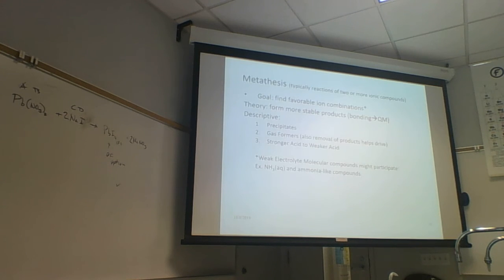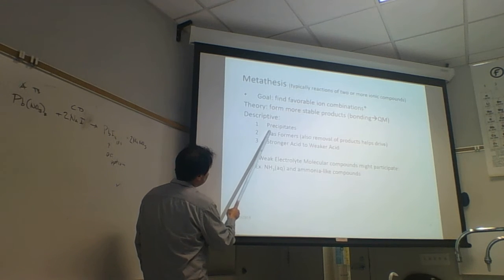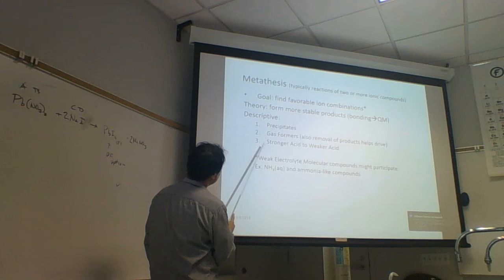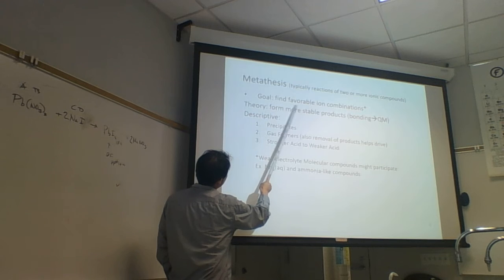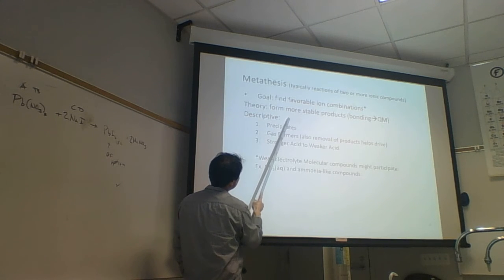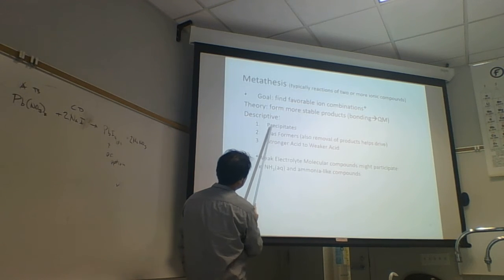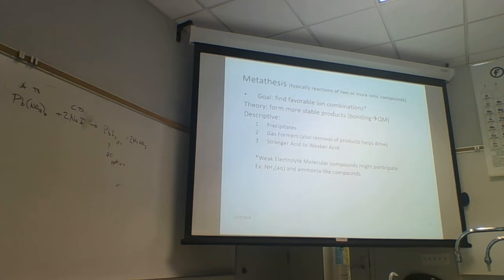Certain things we look for are precipitates. A precipitate forms, which is an insoluble solid. Also, gas formation, or stronger acid to weaker acid. These are the types of things we look for in metathesis. And that would be finding favorable ion combinations. Favorable ion combinations would be ions that like to, in other words, bond with each other. And so probably the easiest way to learn this stuff is just to go through a lot of examples.